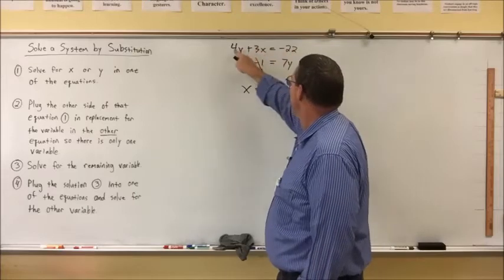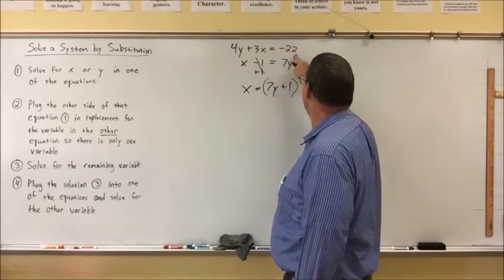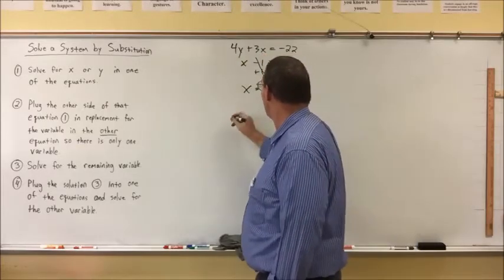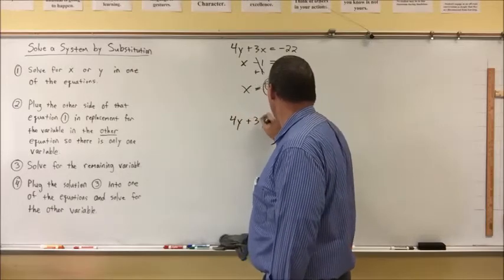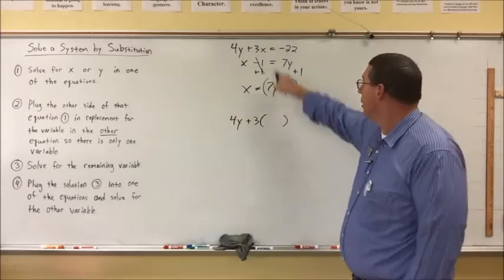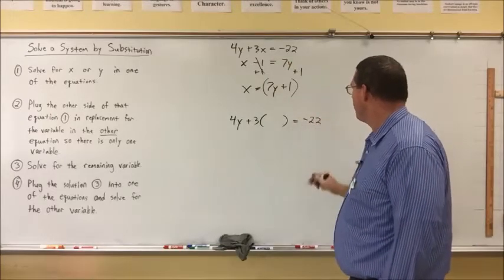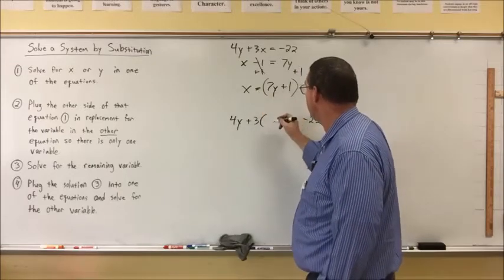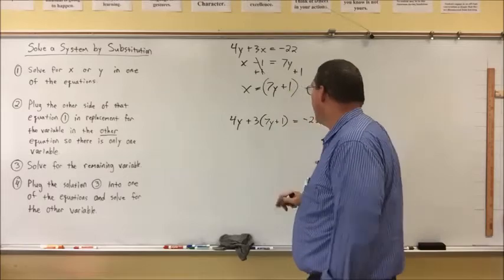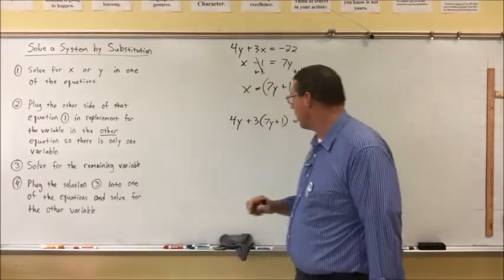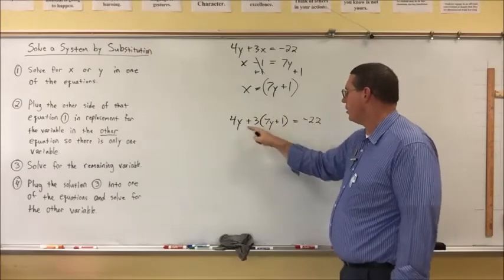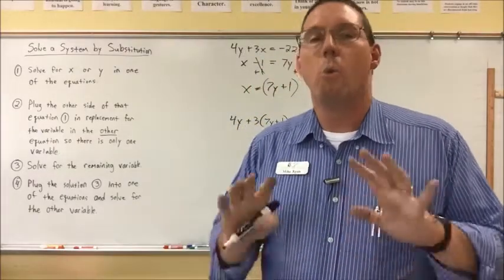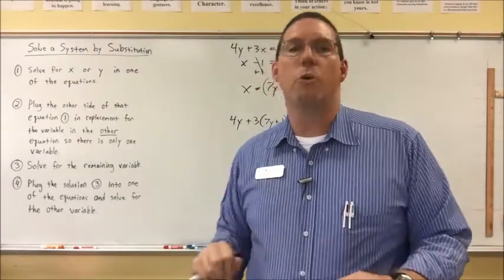So see this one up here, this 4y plus 3x equals negative 22. I want to replace that x right there with this 7y plus 1. So I'm going to bring down 4y plus 3x, there would be an x here, is equal to negative 22. But instead of putting an x here, I'm going to put what x is equal to, which is 7y plus 1. Now, step 3, solve for the remaining variable. Look, there's only one variable in this equation, only y. Now you may say, Mr. Ryan, there's 2 variables in there. I see 2 letter y's. Well, what I'm telling you is we're going to combine those. So that's really only one variable.